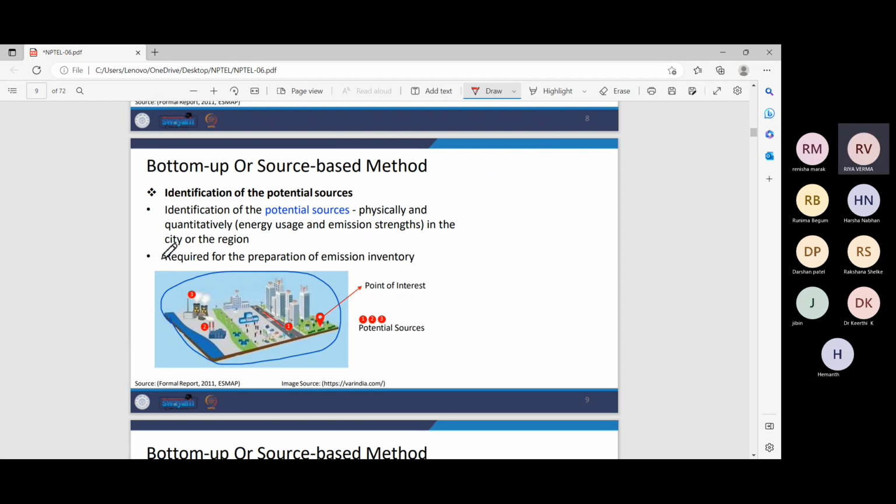Next, if you are having any industries like in this one, industries will be another source of pollution. Next is your office spaces or buildings. They are also some sort of potential sources, or if any kind of activities are going on in those regions. And next is our point of interest, like this point. We are interested in the level of pollutants for this region.